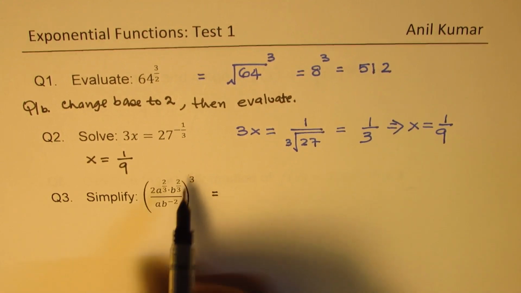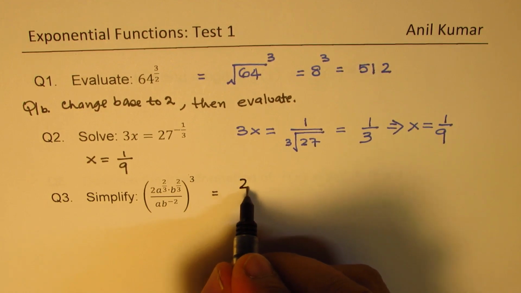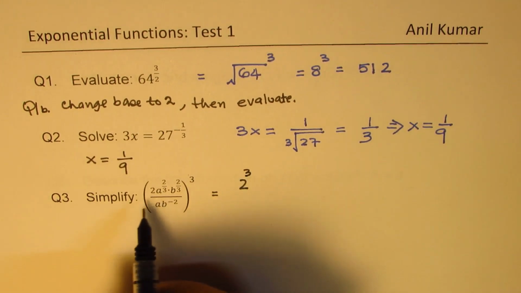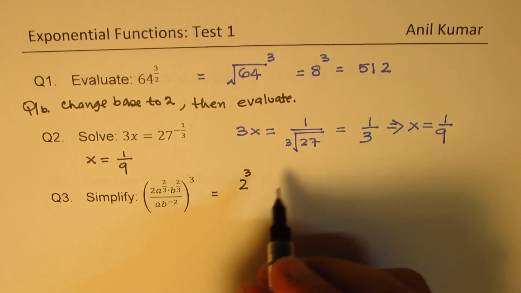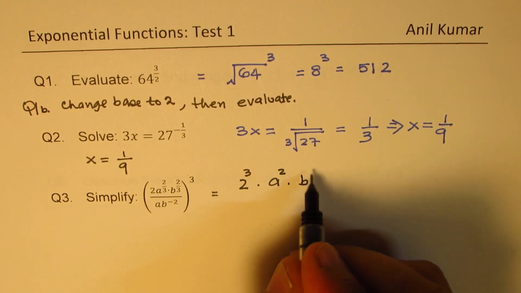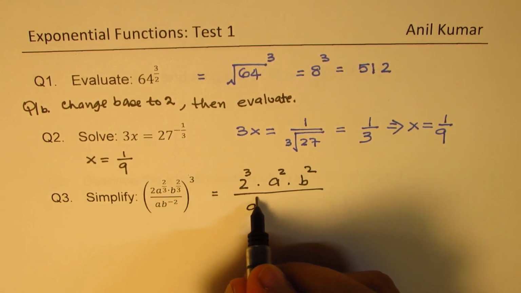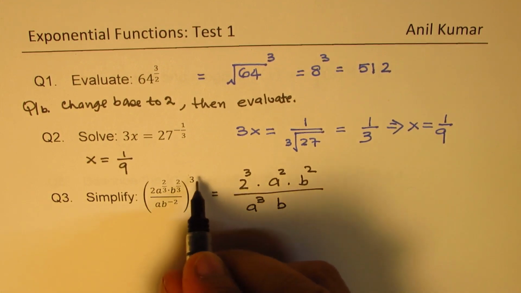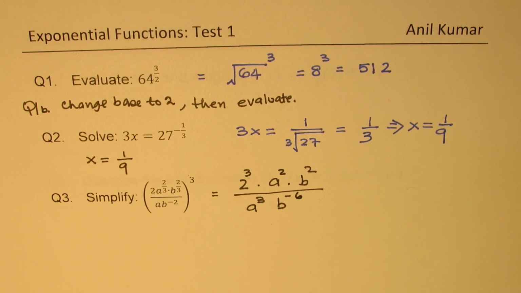The next one is to simplify this kind of expression, so we are working with exponential laws. One mistake which students sometimes make is not cubing the 2, right? So you have to write 2 cubed also. Do you understand? 2 cubed. The next is a squared to the power of 3. When you multiply by 3, we get a to the power of 6. And then b becomes b squared. In the denominator also this works, so we have a cubed, and we get b to the power of 2 times 3, 6, but with a negative sign. Is that clear to you?